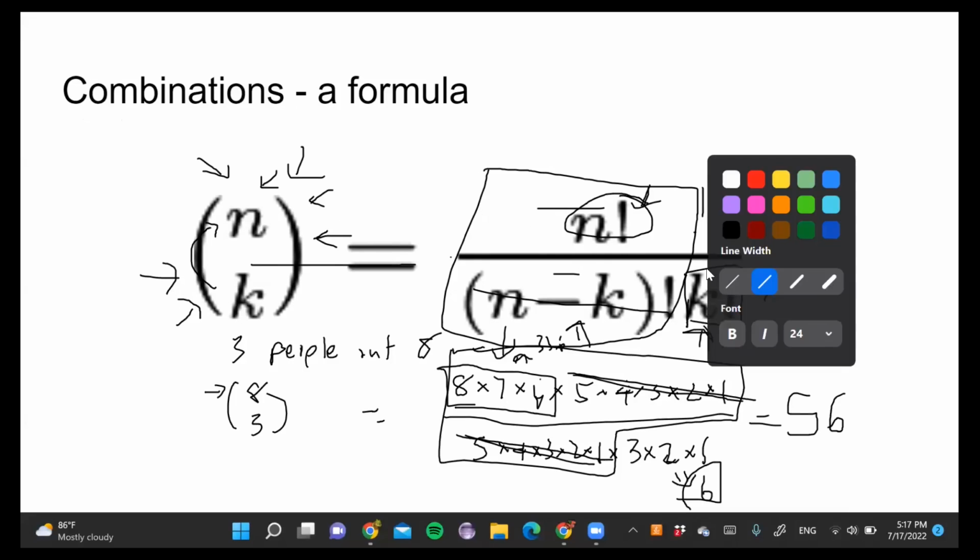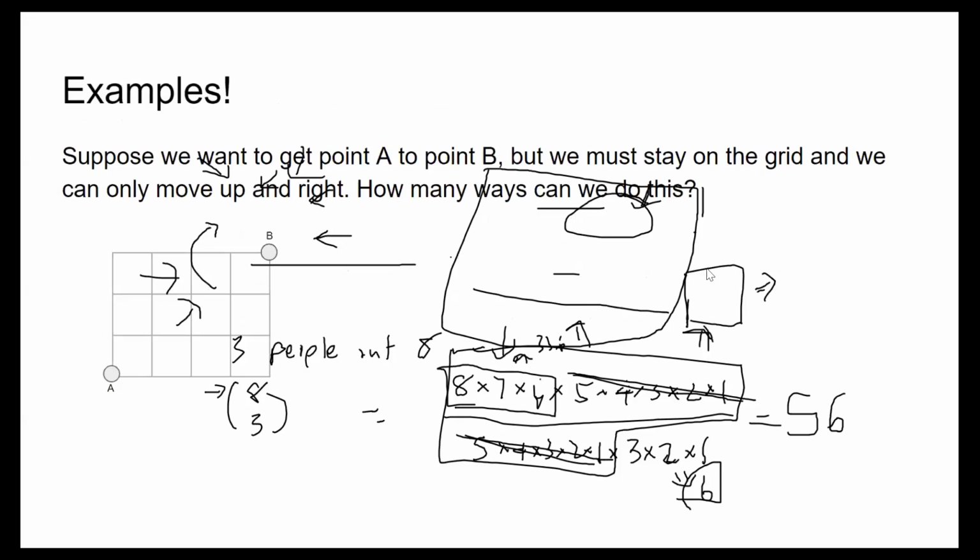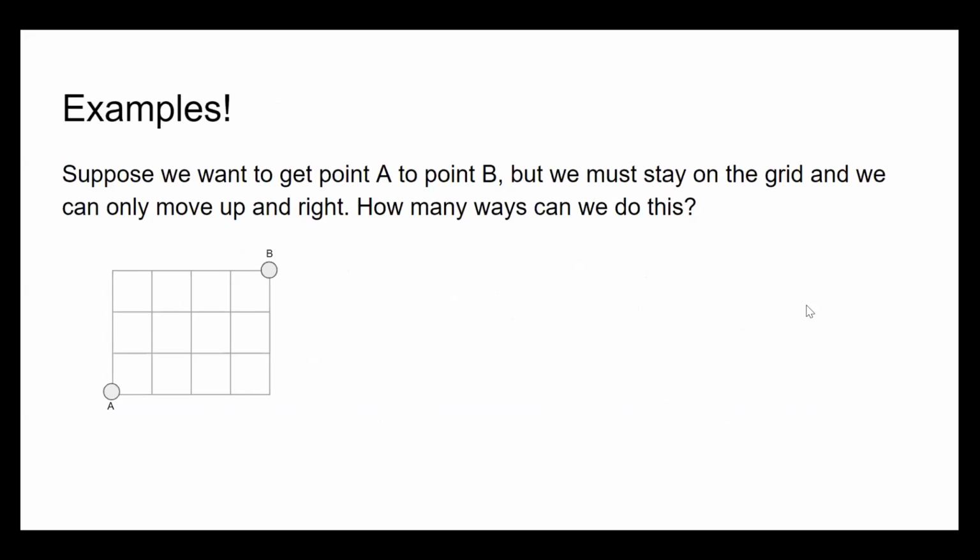Examples. This one is a little bit different, but we can try it out.